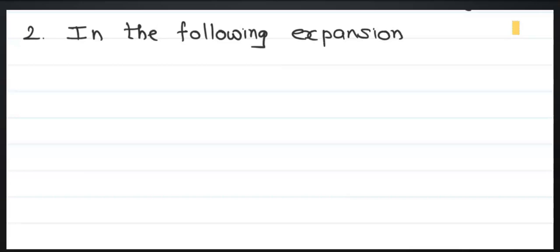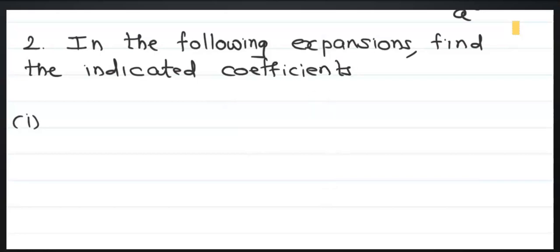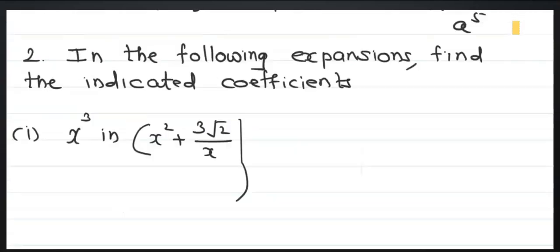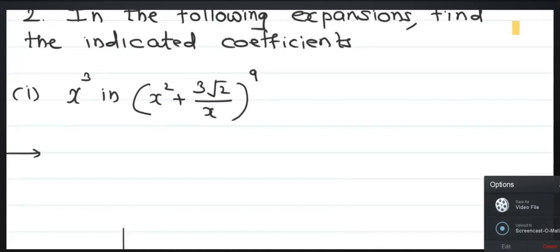Now the next is question number 2. In the following expansion, find the indicated coefficient. Find the indicated coefficient, that is x raised to 3 in the expansion of (x square plus 3 root 2 upon x) raised to 9. It means that we want to find the coefficient of x cube in the expansion of x square plus 3 root 2 upon x.